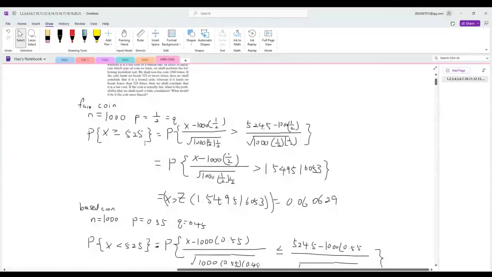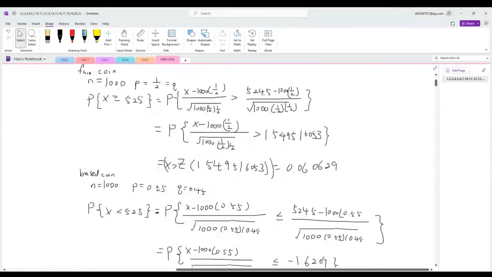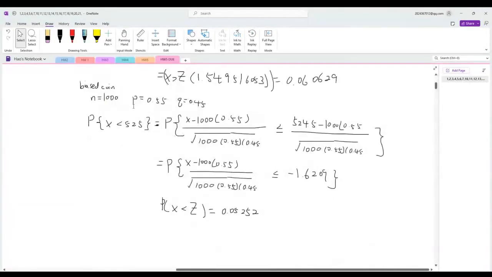Then we go to the biased coin. It says that we have 55% for heads, so p is 0.55, and we know that p plus q equal to 1, so we subtract that number. Then again apply the formulas of the distribution. We get the result of negative 1.6209, and then finding the z-score, we get 0.05252.